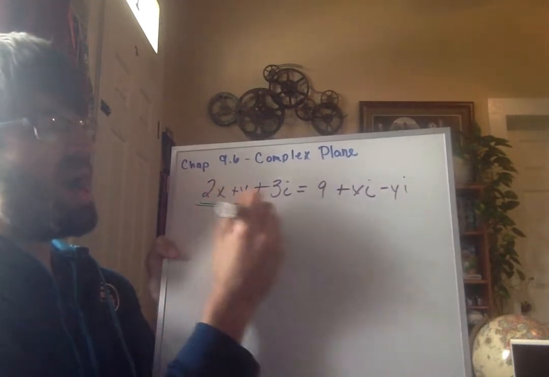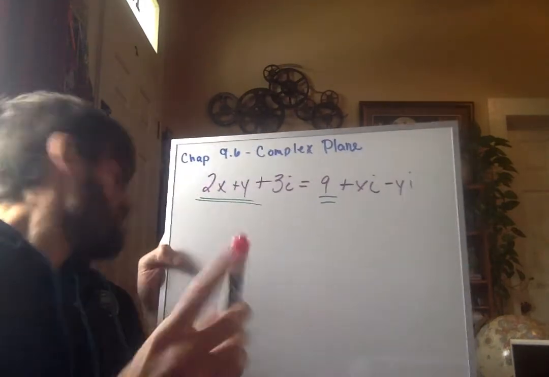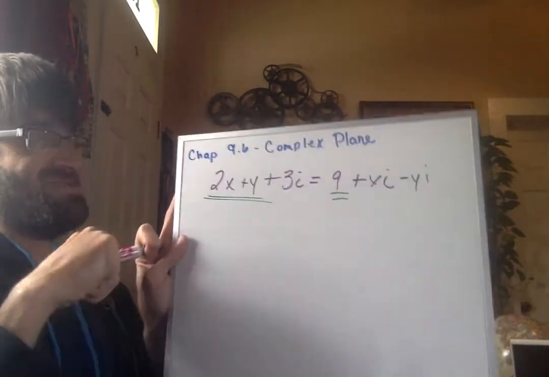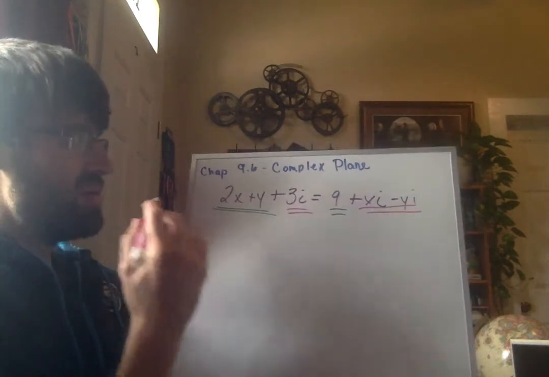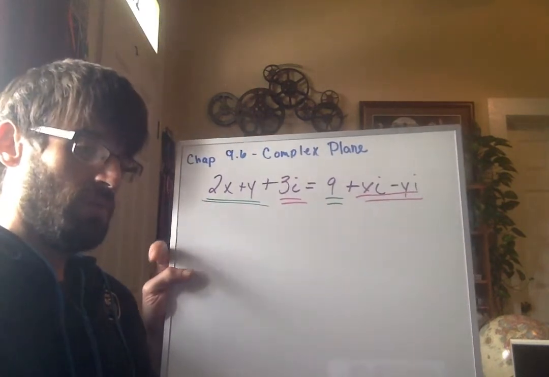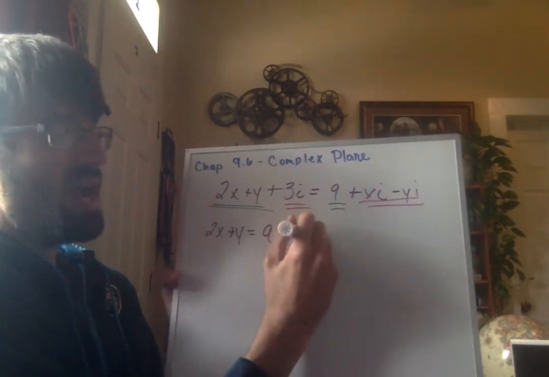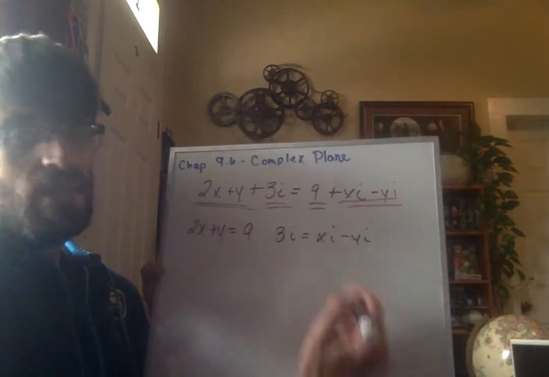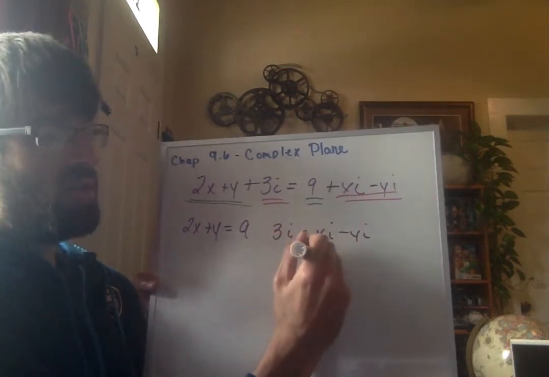Now, the way we determine a real part from an imaginary part is kind of simple. If I have no i in it, that is real, and this is real. If it was imaginary, it would have an i paired with it. So this is imaginary, and this whole thing is imaginary. So to solve this I'm going to set the real parts equal, and set the imaginary parts equal. So I'm going to have 2x plus y equals 9, and I have 3i equals xi minus yi. Now, the easiest thing to do is just factor out an i and divide it. So if I divide everything by i, I have 3 equals x minus y.